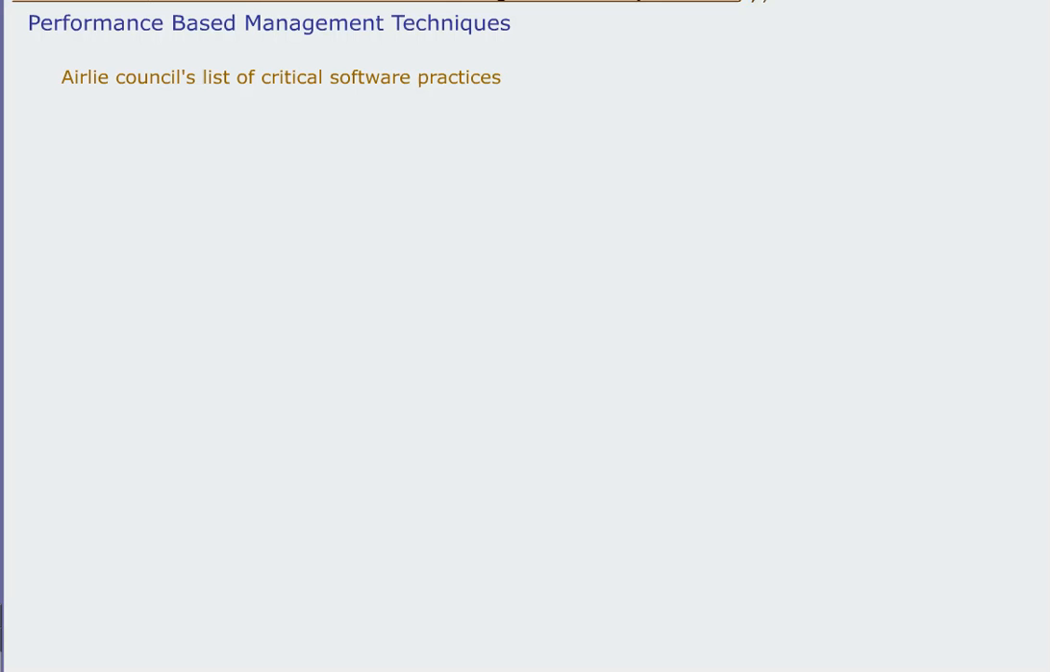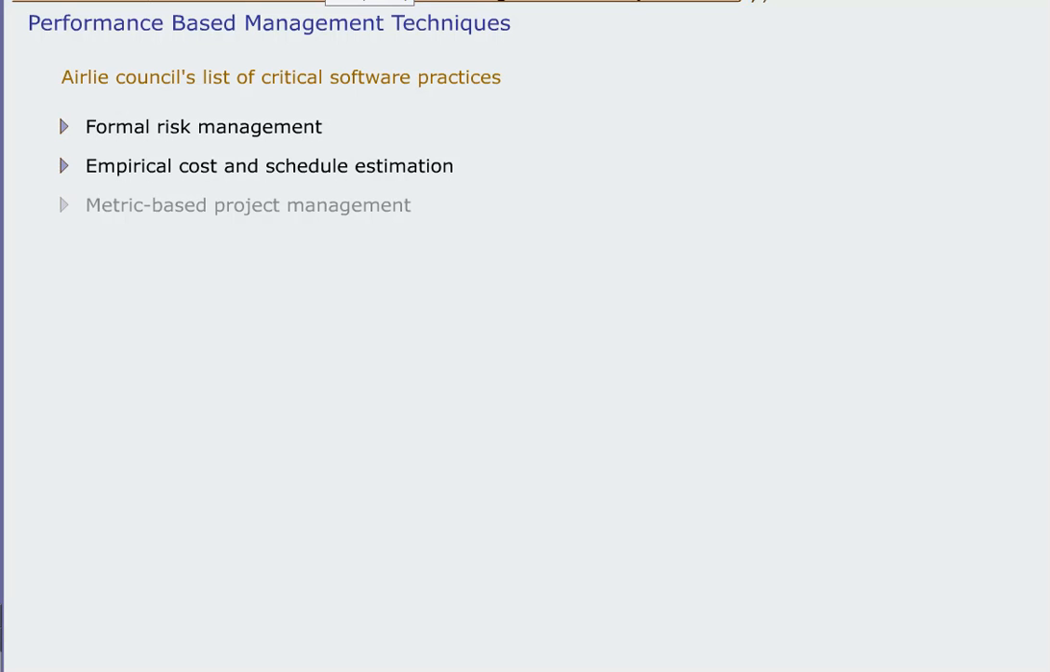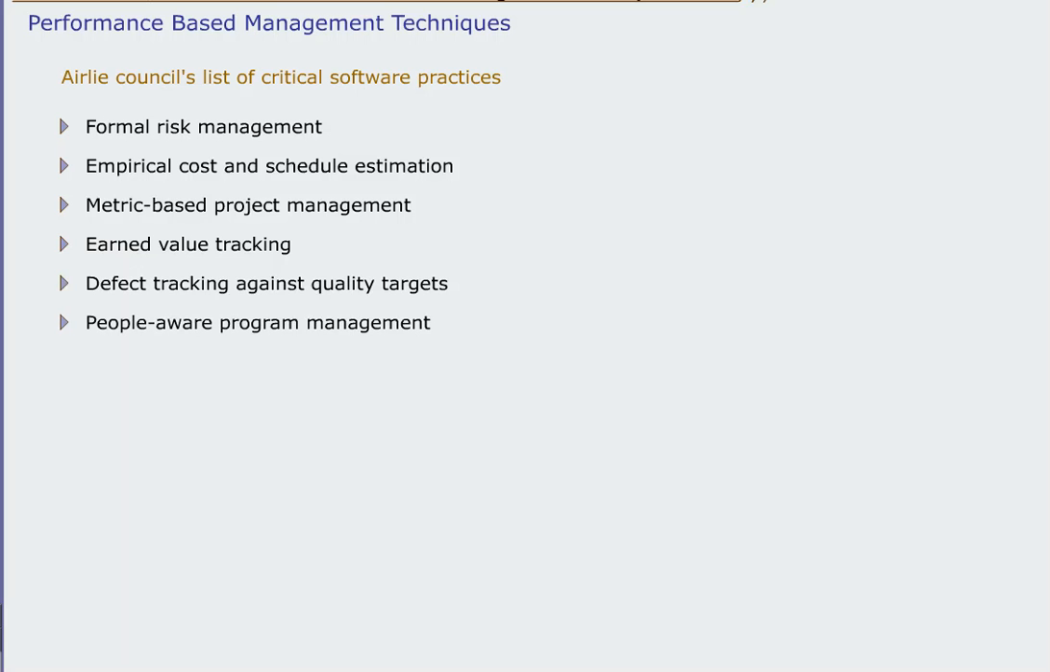These practices are: formal risk management, empirical cost and schedule estimation, metric-based project management, earned value tracking, defect tracking against quality targets, people-aware program management.